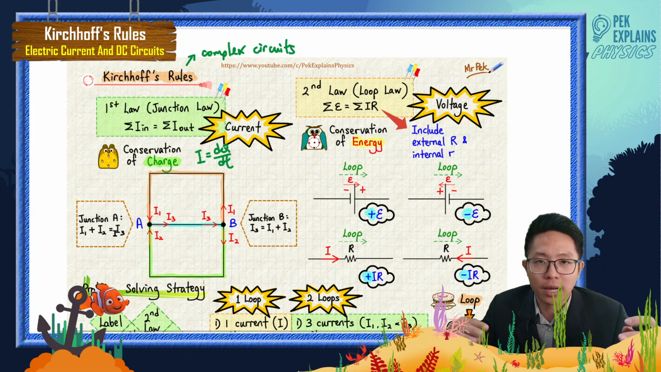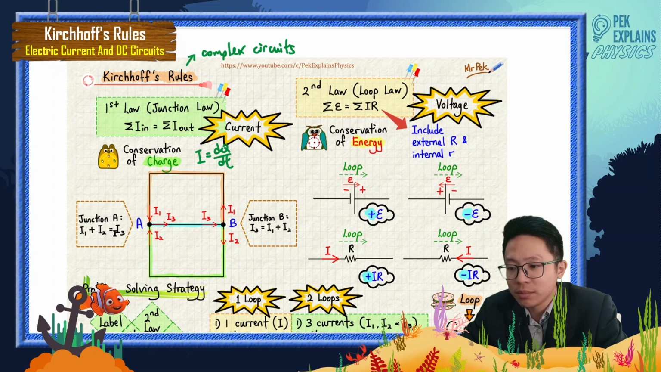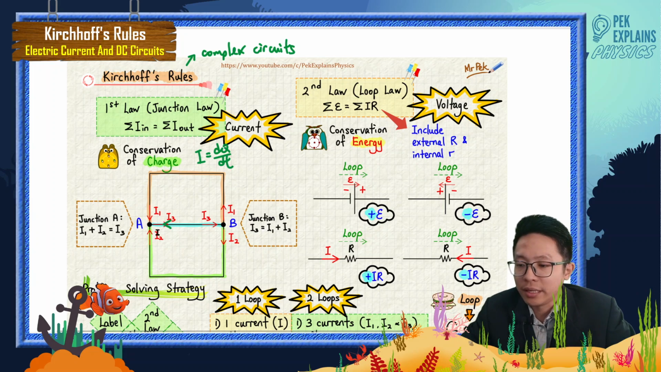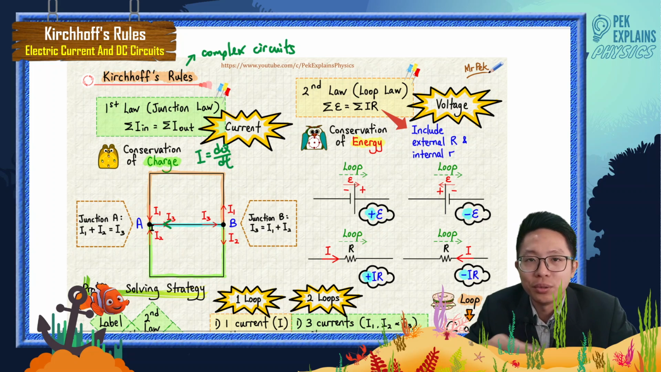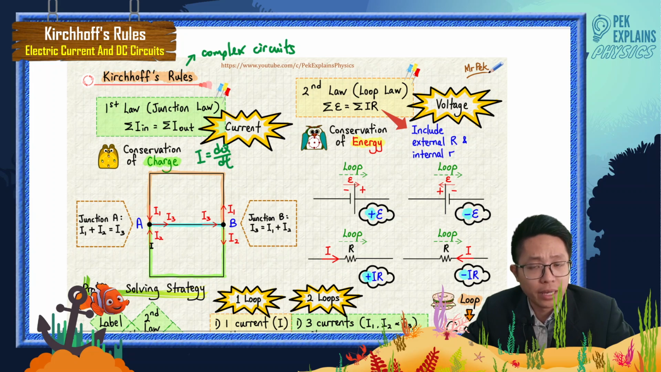You cannot have all currents entering a junction and then none going out. We cannot say I1, I2, I3 are all going in, and then all the current disappears into point A and goes nowhere. This is not conservation of charge. So when there is current going in, like I1 and I2, there must be current going out with an equal amount, which is I3. So I1 plus I2 must equal I3.